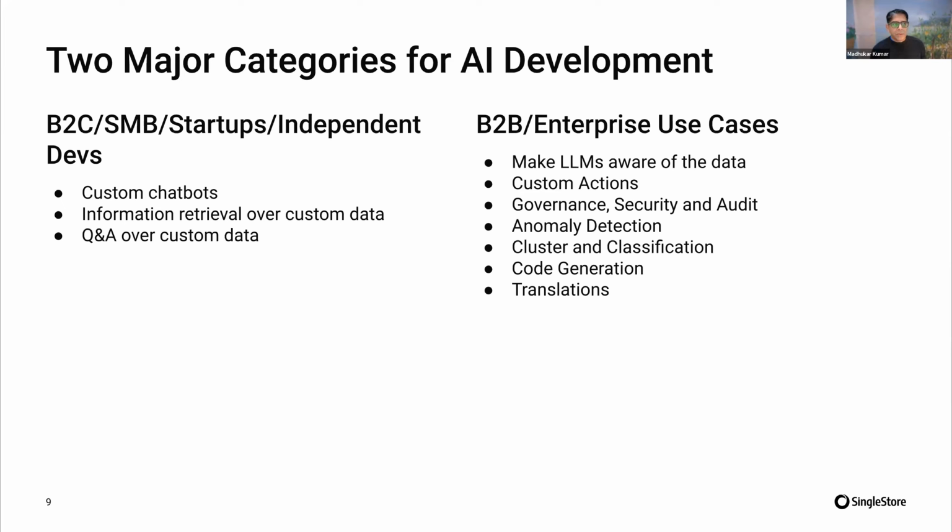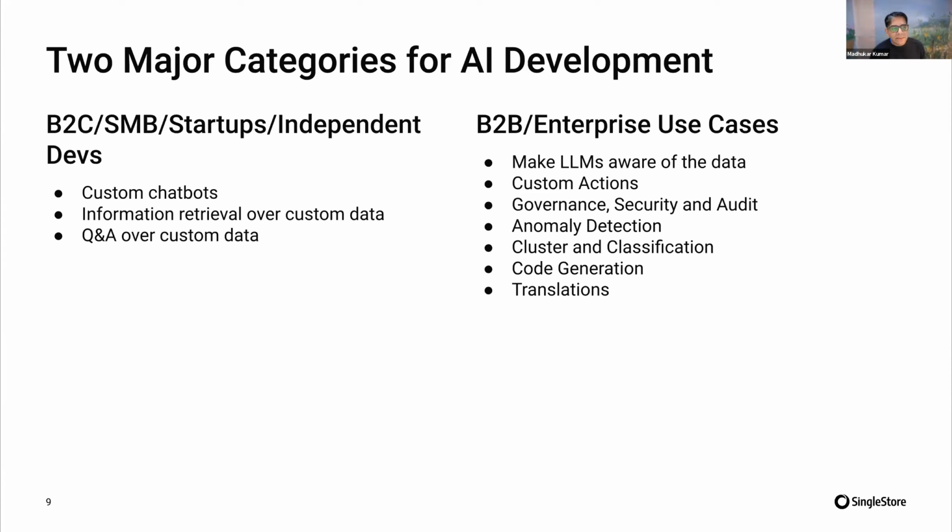The first use case, or the first category, is new startups, small to medium businesses, independent developers, mostly around B2C. These users are trying to build LLM applications incredibly fast, and they want to do it with the least amount of cost and the least amount of effort. But what are some of the use cases?